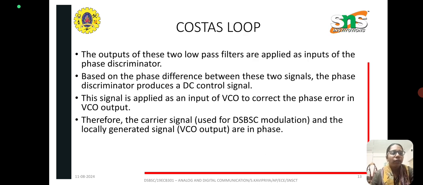The outputs of the filters are applied as input to the phase discriminator. Based on the phase difference between these two signals, the phase discriminator produces a DC control signal. This signal is applied as an input to the voltage controlled oscillator to correct the phase error in the voltage controlled oscillator output. Therefore the carrier signal and the locally generated signal will be in phase.